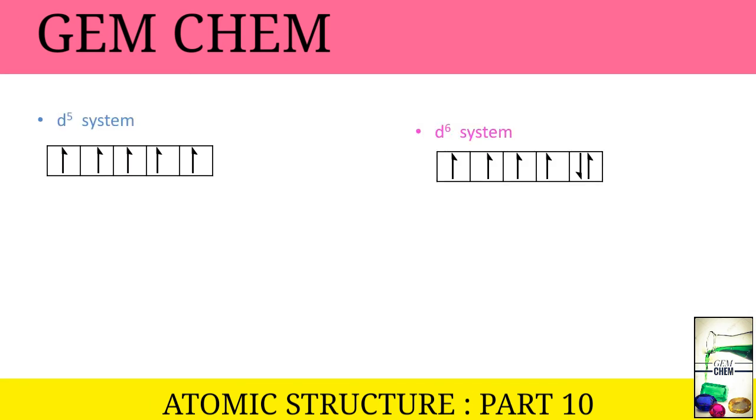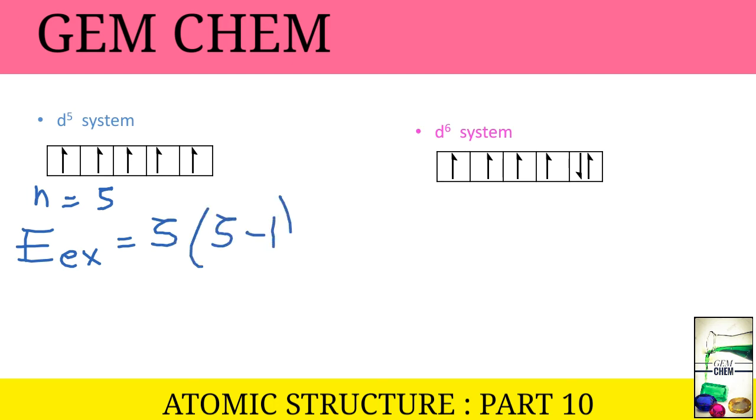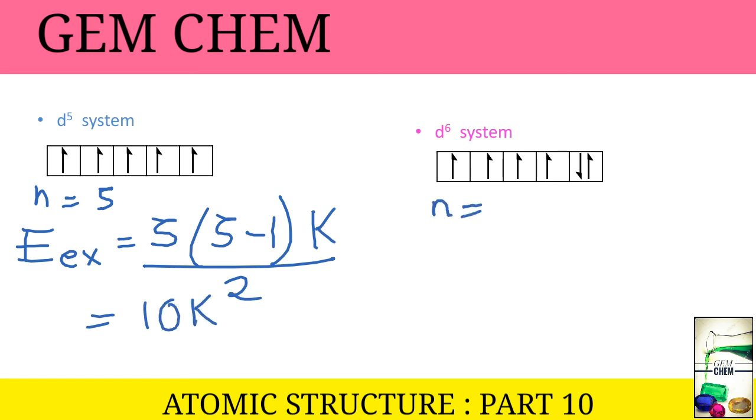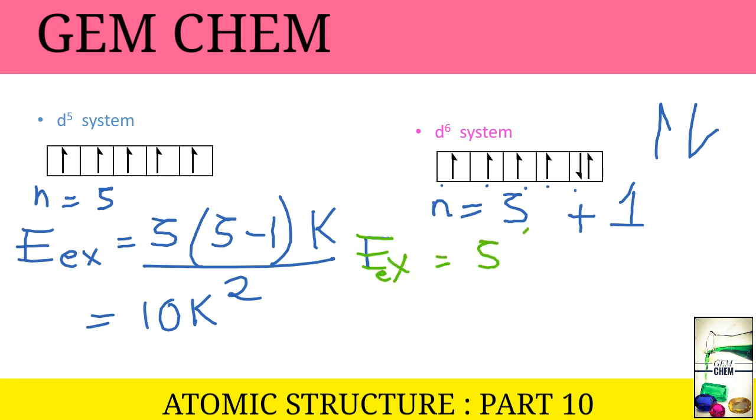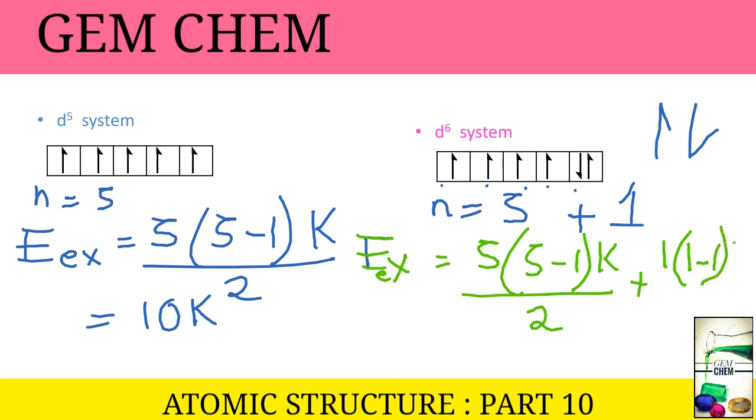Now we will see for d5. For d5, n equals 5 unpaired electrons, so E exchange becomes 5 into (5 minus 1) into k divided by 2, which equals 10k, right? And for d6, see, for up spin how many electrons are there? 1, 2, 3, 4, 5, so 5, and down spin there is 1, so we have to calculate differently for both cases. So E exchange in this case becomes 5 into (5 minus 1) k divided by 2 plus 1 into (1 minus 1) k divided by 2, and it becomes 10k, right?